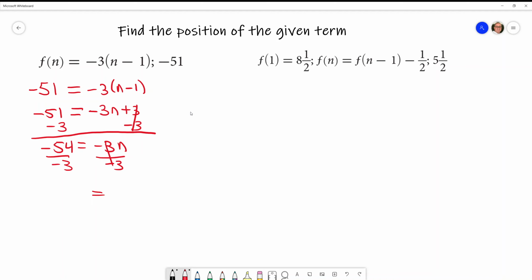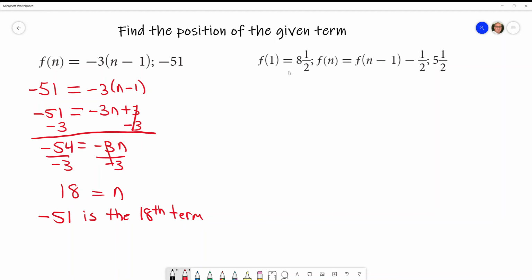So I find here that n equals +18. So what that tells me is that -51 is the 18th term in this sequence. So let's take a look at this second example here.